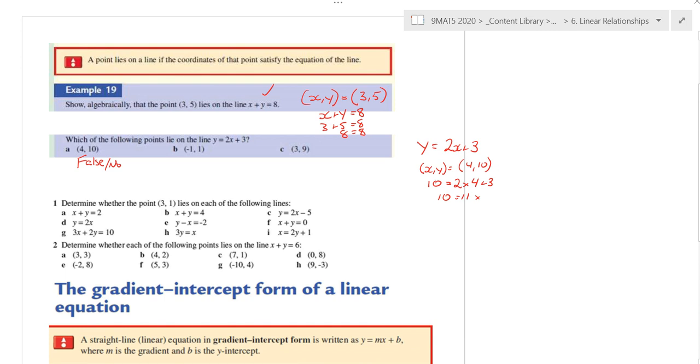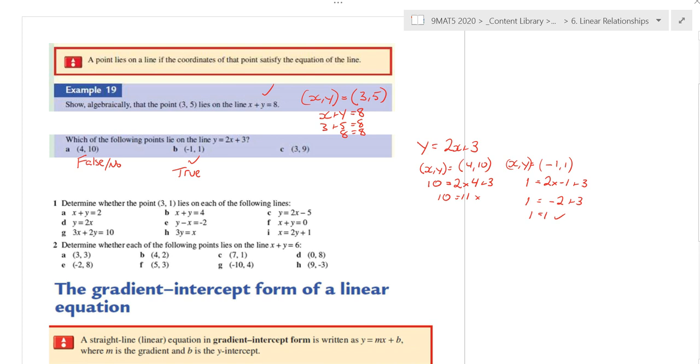Let's try our next point. Our next point is minus 1, 1. So we have y is 1 equals 2 times minus 1 plus 3. So 1 equals minus 2 plus 3. 1 equals 1. That is true. The point minus 1, 1 lies on the line.